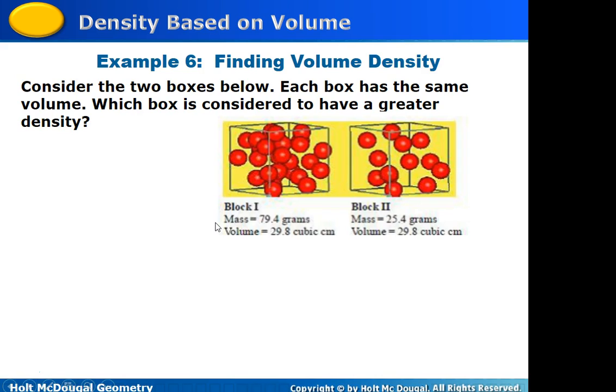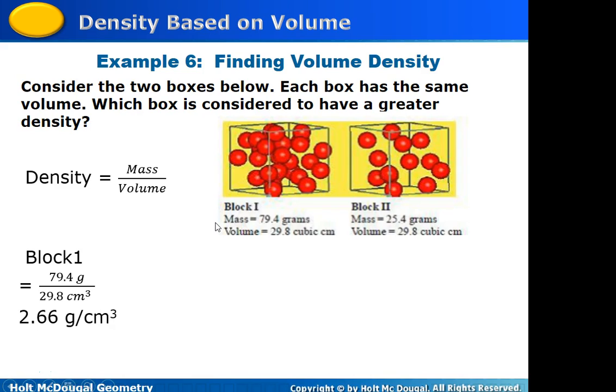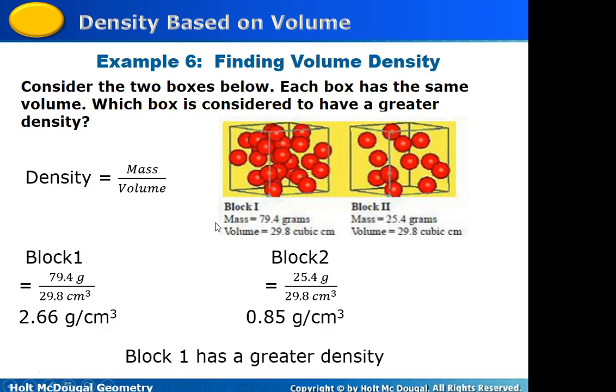But let's go ahead and compute this using our formula. Density equals mass divided by volume. So on the first one, we're going to go 79.4 grams divided by 29.8 centimeters cubed. So our answer here is 2.66 grams per centimeter cubed. Same thing over here with block 2. We're going to divide 25.4 grams by 29.8 centimeters cubed. This time we get 0.85 grams per centimeter cubed. All right, so block 1 obviously has a greater density.